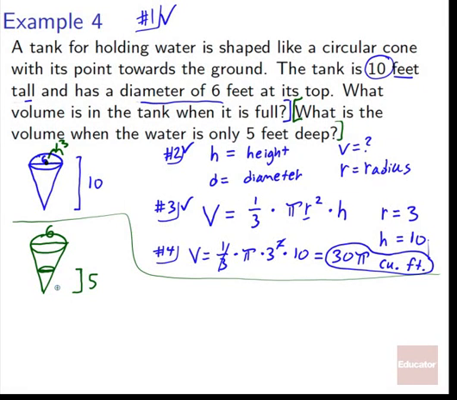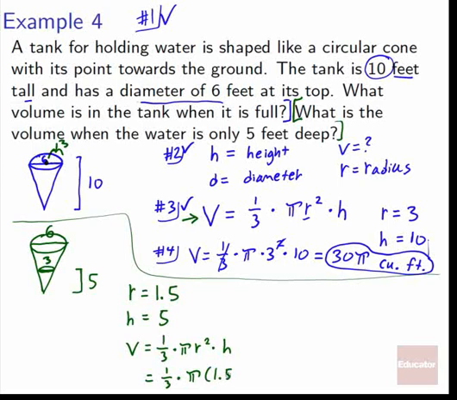It makes sense that the diameter is going to be half of what it would have been before because we are now at half the height. So the diameter in the middle is 3. So that means our radius is equal to 1.5. Our height is 5. And that same formula from before, our volume formula for a cone, still works. So volume equals 1/3 times pi r squared times height. We plug in 1/3 times pi times 1.5 squared times 5.